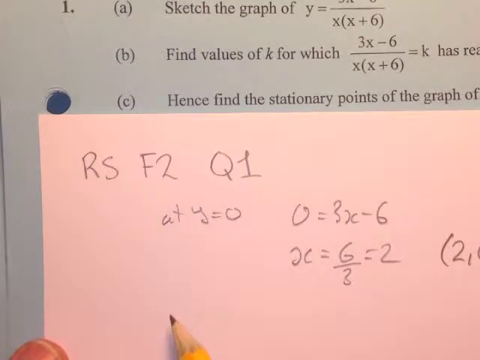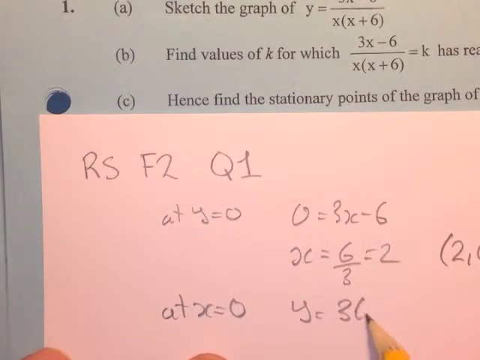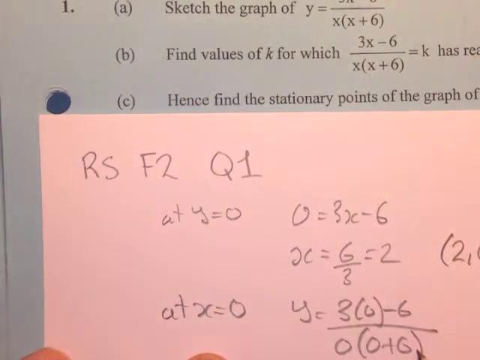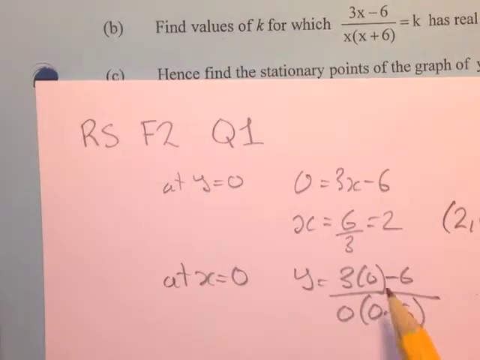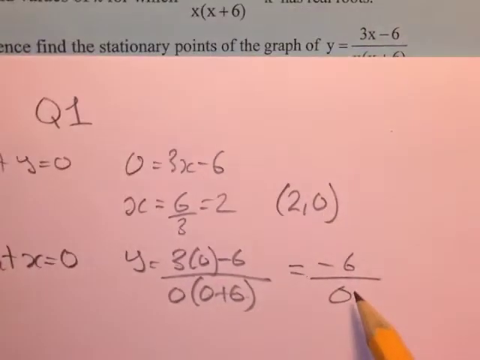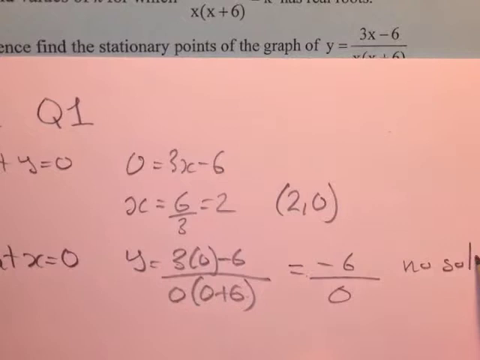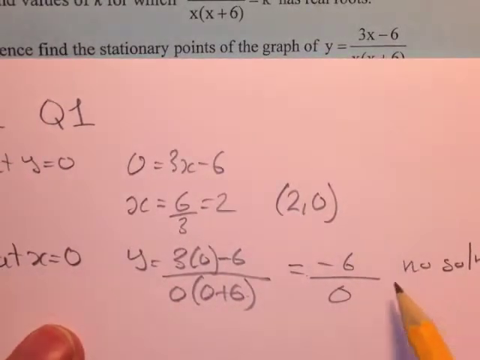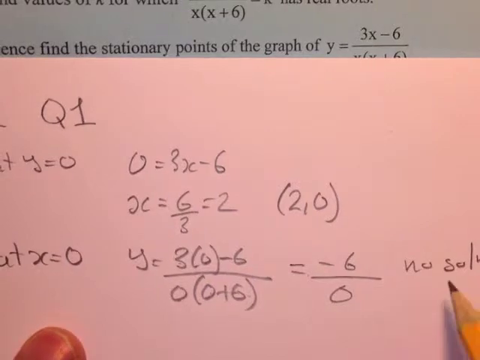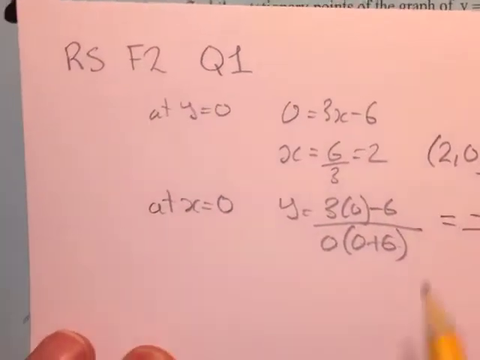Next, let's look for the intercepts on the y-axis, or the x equals 0 line. So we put in x equals 0. And here we note that y equals 3 times 0 minus 6 over 0 brackets 0 plus 6. And here we have a problem because effectively on top we have 0 times 3 minus 6, which is minus 6, and on the bottom we've got 0 times 0 plus 6, which is 0. And so minus 6 divided by 0 is impossible, so there's no solution. We'd like to know that, so it means effectively we do not intersect the y-axis. There's no solution to x equals 0.